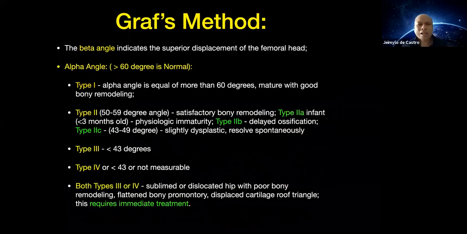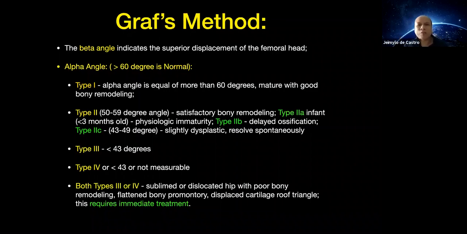So the beta angle indicates superior displacement of the femoral head. If you have a lower beta angle, it's better because it keeps the femoral head inside. But if you have a higher beta angle, you allow the femoral head to move up, okay? In contrast, the alpha angle you want to be higher because you are giving more space for the femoral head to stay inside. If the alpha angle is less, that means you're pushing it out of the joint.